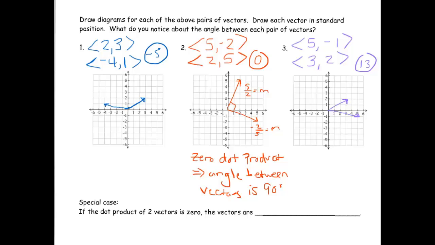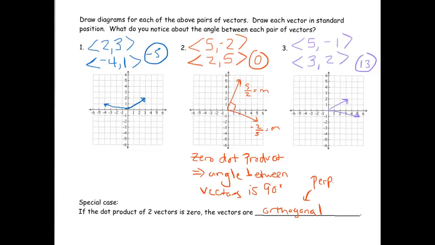Okay, and if the dot product of two vectors is 0, let's look down here at the bottom. If the dot product of two vectors is 0, as happened in the middle, the vectors are, we say, perpendicular, but when we talk about vectors, we have a special name for perpendicular, which is orthogonal. Okay, orthogonal, as far as you're concerned, just means perpendicular.